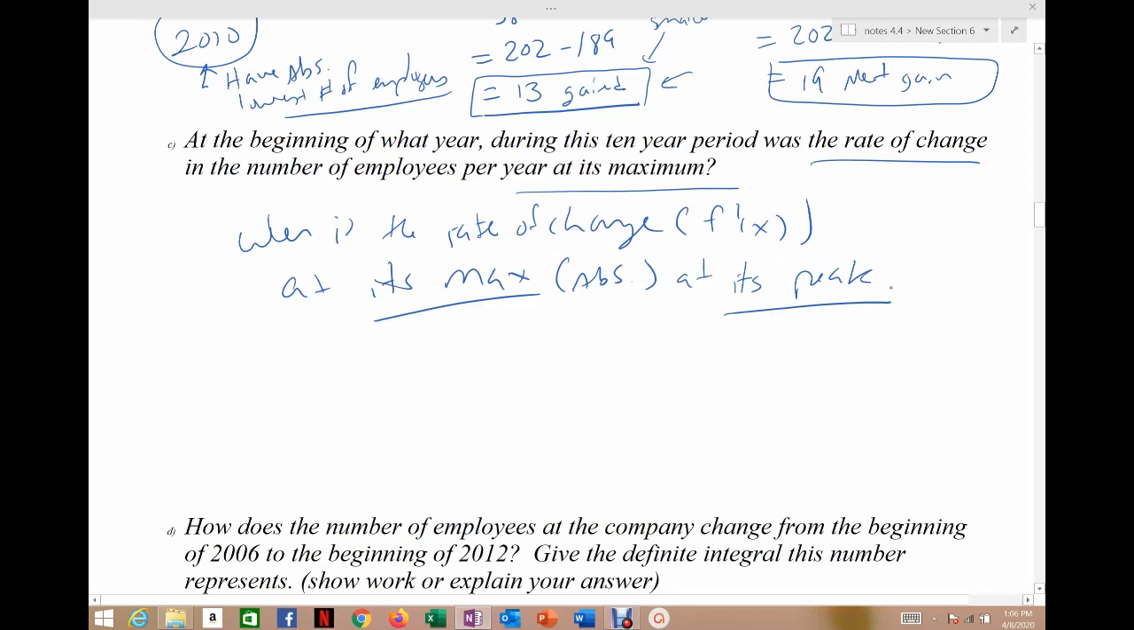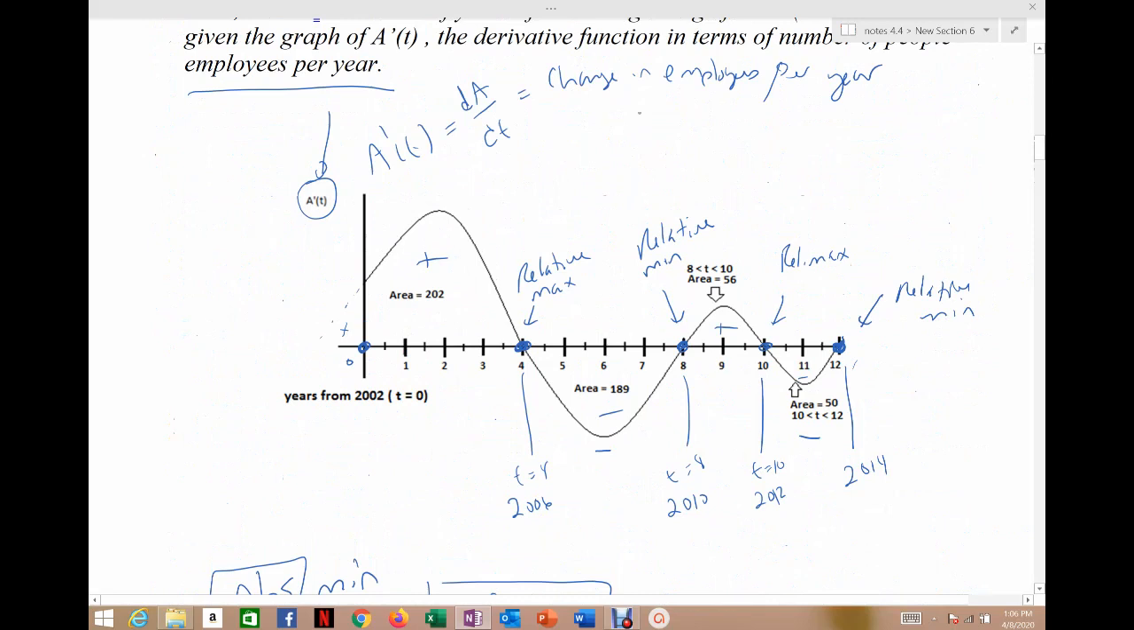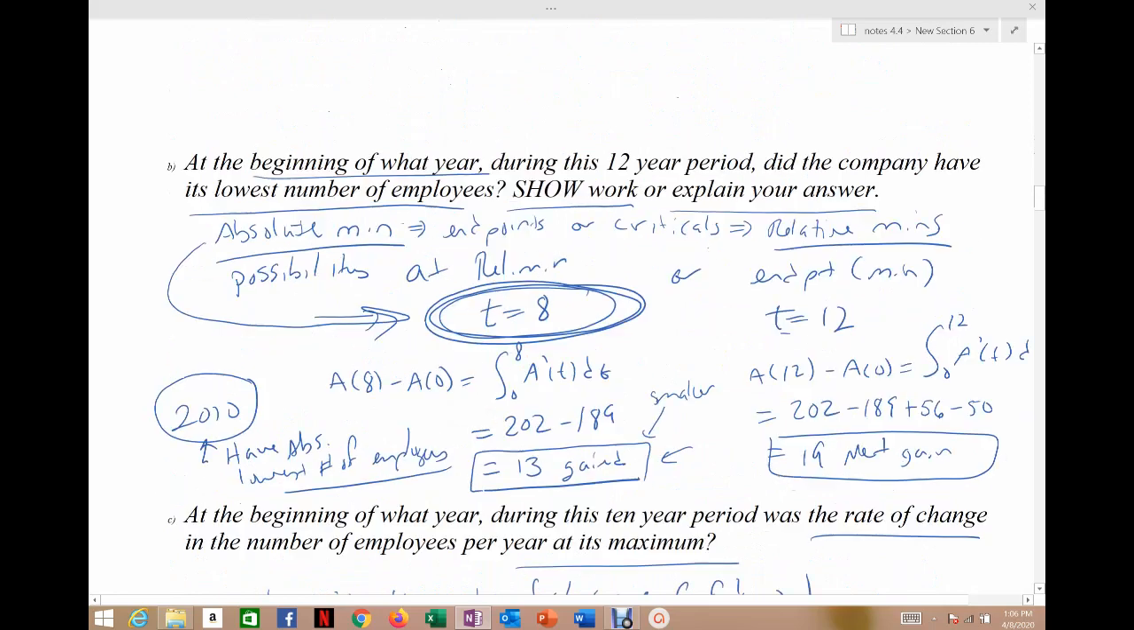Well, this is specifically the function I'm given, so I just look at my function and figure out when is the biggest slope. The biggest slope occurs when a function hits the maximum, right? This is the rate of change function. The largest value of my rate of change happens here, and that looks to be around 2, which would be 2004. So 2004 would be my answer.